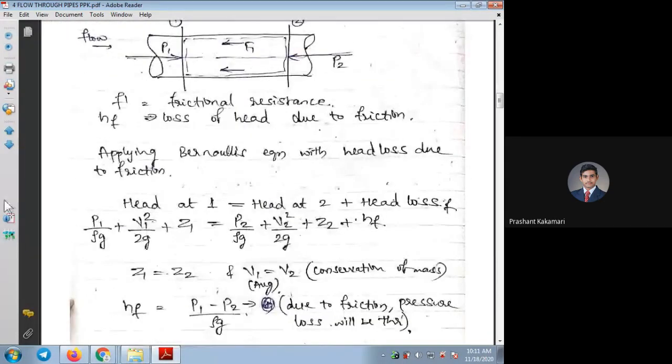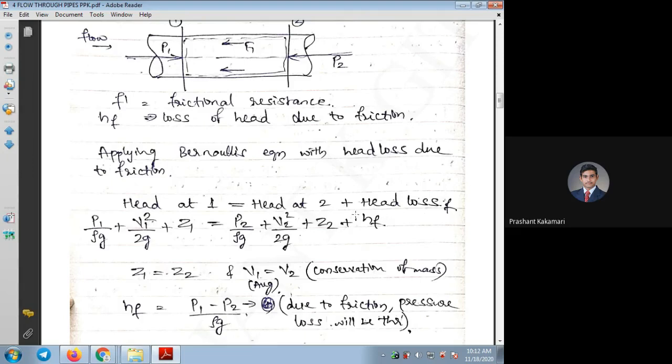One can write it as, for a section 1 of a given pipe, P1 by rho g, V1 square by 2g plus Z1. That is nothing but the pressure head, kinetic head, and the potential head. If you take the sum, that will be equal to that at the outlet side of the pipe, or any two sections of the pipe. These two things will be equal.